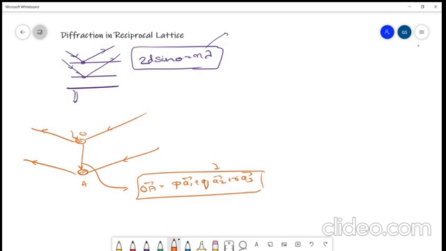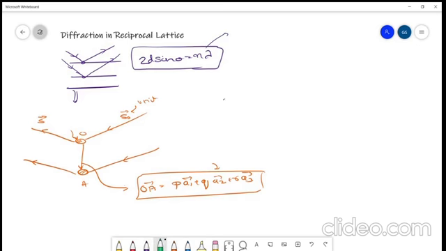Now I'll define the direction of these incident and scattered rays. The incident ray, I can write it as S naught. This is a unit vector, which will show the direction of the incident wave, and this will be, let's say, S, the direction of the outgoing wave.